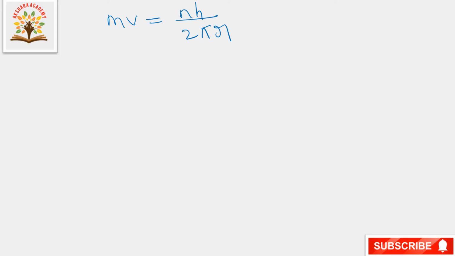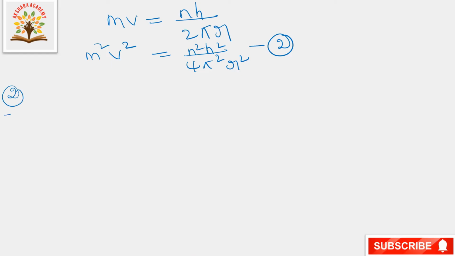So, from this we can write m square v square is equal to, now squaring on both sides, m square v square is equal to n square h square by 4 pi square r square. Consider this as equation number 2. So, now we are doing 2 by 1.